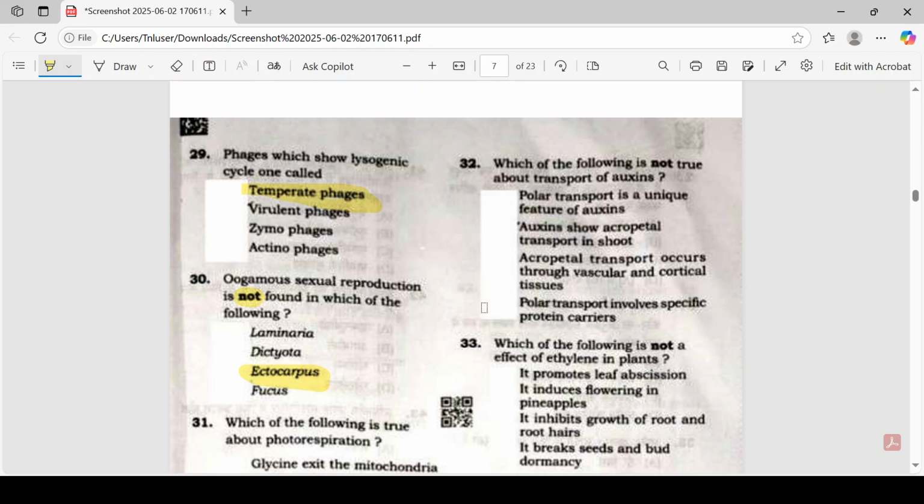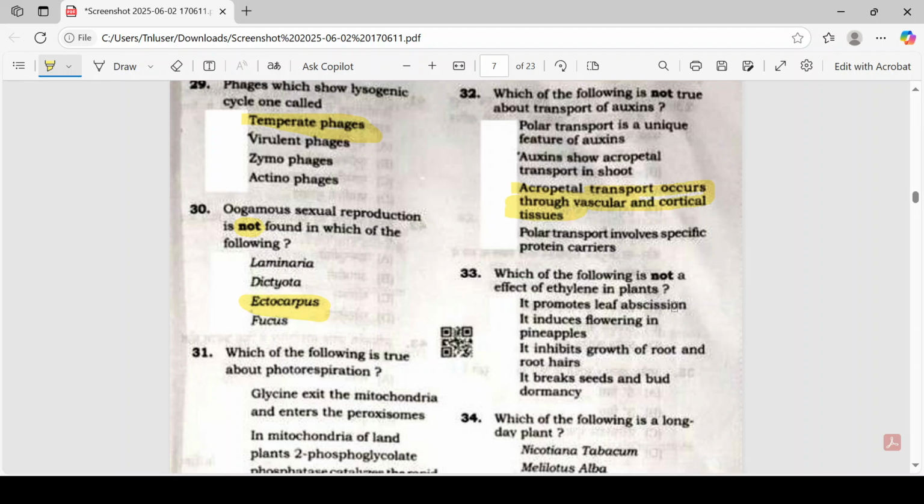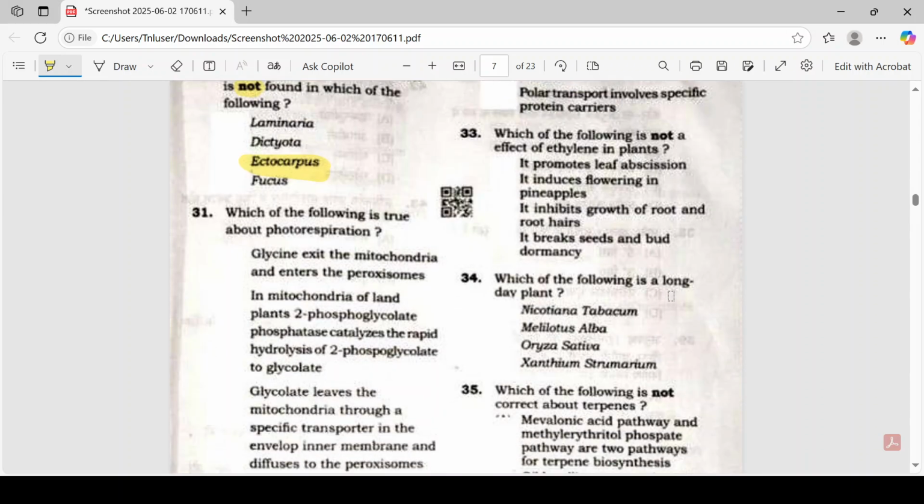Not true about transport of oxygens. So the correct answer will be option number C. Acropetal transport occurs through vascular and cortical tissues. Okay, so acropetal transport occurs but not through vascular and cortical tissues. So yeah, the correct answer over here will be option number C. This is not true. Okay, so yeah, let's proceed to question number 33.